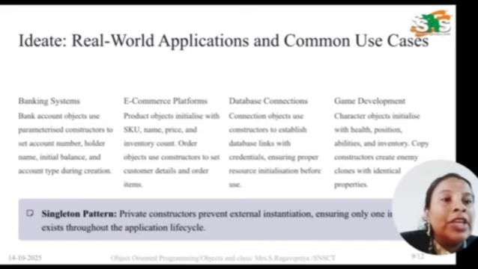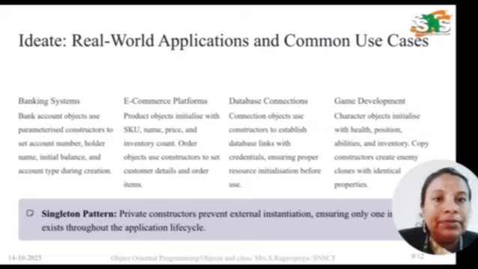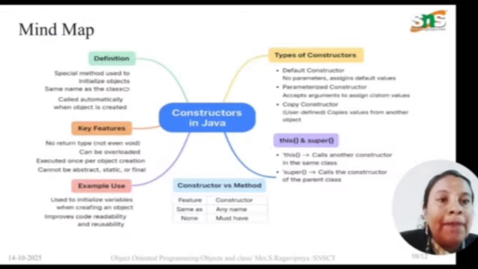Another application is game development, in which character objects initialize with health, position, abilities and inventory. A copy constructor creates enemy clones with identical properties. Singleton pattern: a private constructor prevents external instantiation, ensuring one instance exists throughout the application lifecycle. Mind map: let us recall what we have discussed.